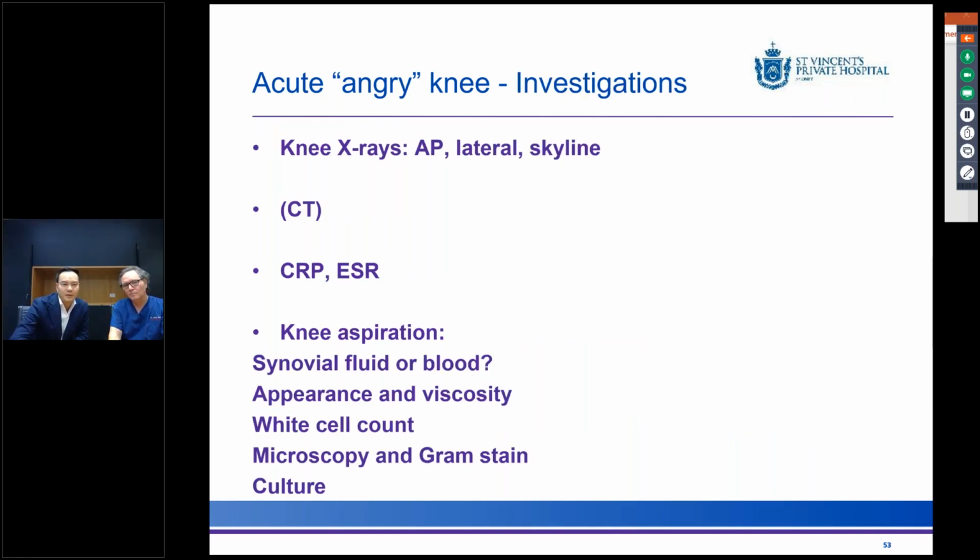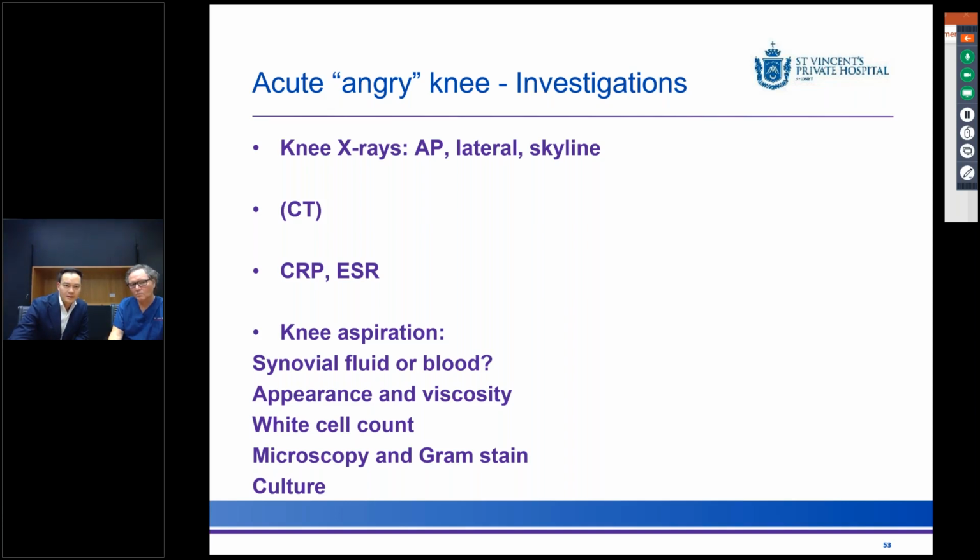In this scenario, the investigations that we usually get would be AP and lateral X-ray of the knee. Where possible, we'd like a skyline view as well, although often when the knee is acutely inflamed like that, it's often too difficult for the radiographer to position the knee for a skyline view.